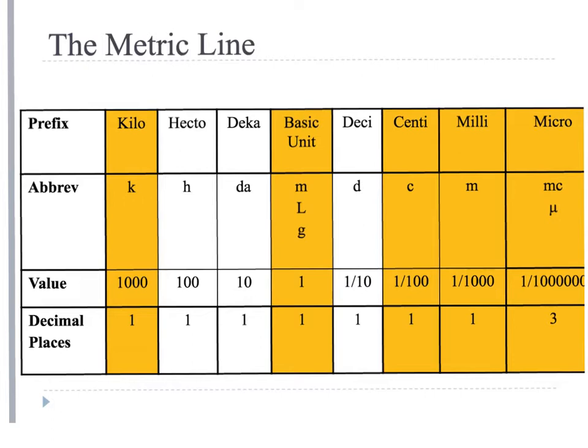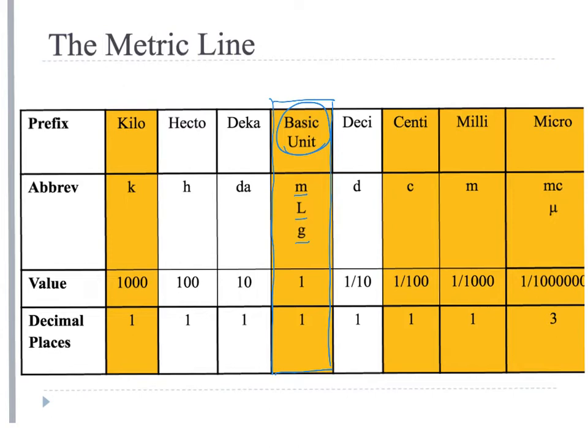So on our metric line, we will always want to start with our basic unit right in the middle. So our basic unit here would be our meters, our liters, and our grams. So I want to think of that basic unit kind of sticking out here in the center. From our basic unit, if I add prefixes to that unit, then it gives us a different value. So the prefixes we're going to take a look at are kilo, hecto, deca, and then to the right of the basic unit, deci, centi, milli, and micro.